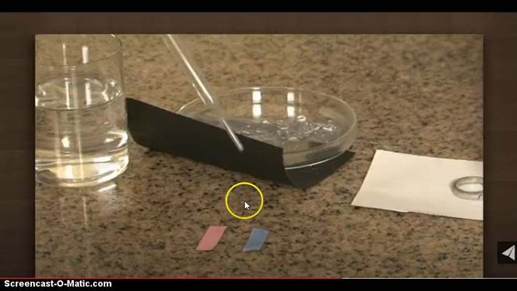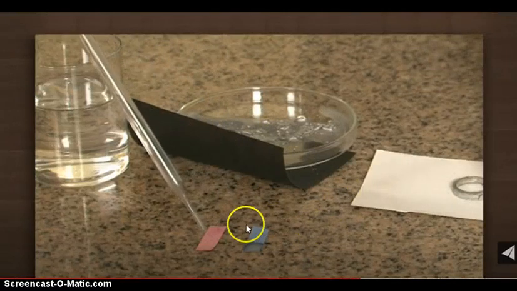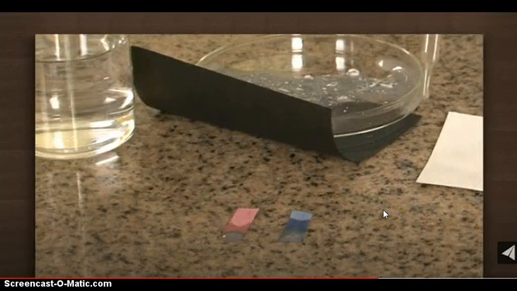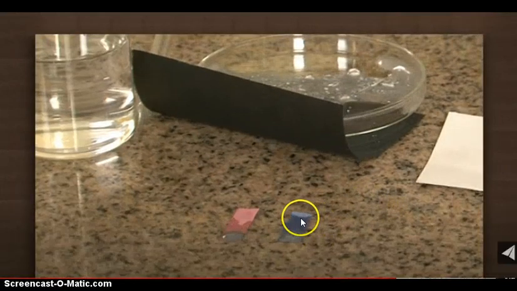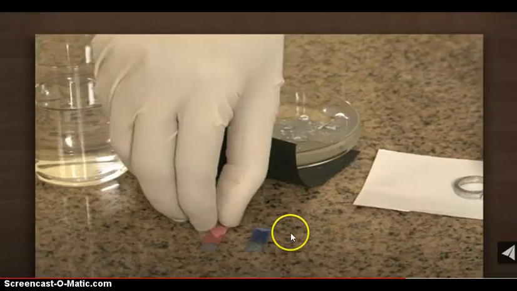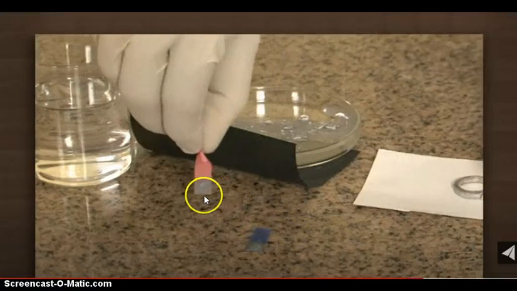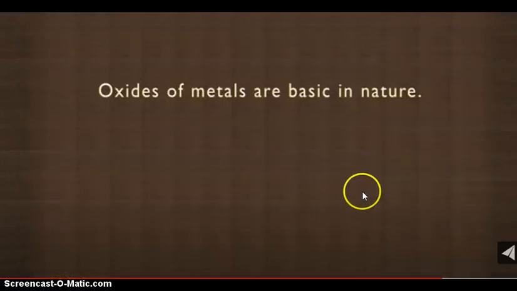Now we will test whether the solution is acidic or basic. And how can we test? Using the litmus paper. As you can observe, the color of blue litmus paper did not change, but the red litmus paper turned into blue litmus paper. This is the blue litmus paper.